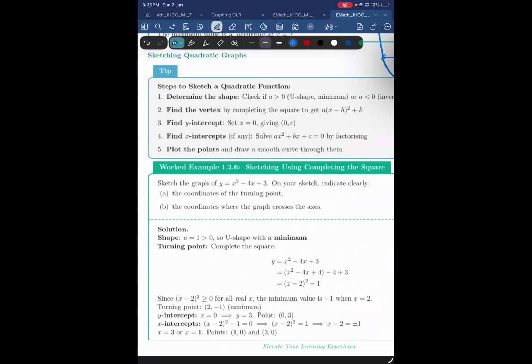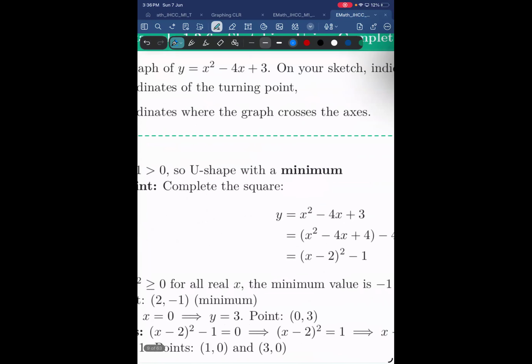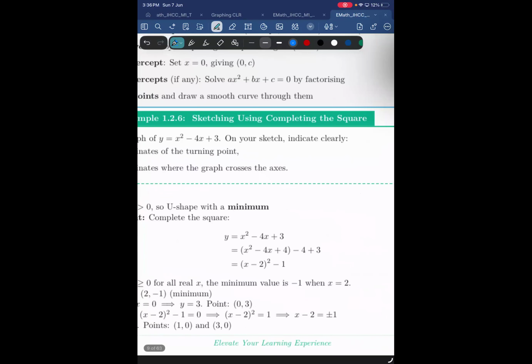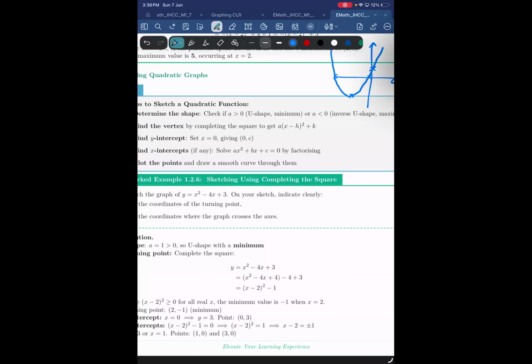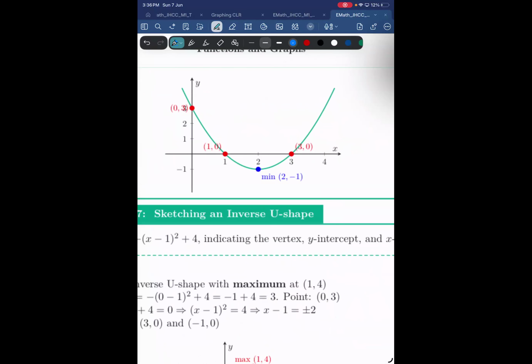So here, you're asked to find the turning point of this function. You complete the square, then you compare with the form, you see the vertex is 2 comma minus 1. Then you're asked to find the coordinates where the graph crosses the axis, so we need to find the x-intercept and the y-intercept. The x-intercept is when y is 0 and the y-intercept is when x equals 0. So the y-intercept will be y equals 3, and the x-intercepts will be 1 and 3. So we found the three important details already: the x-intercept, y-intercept, and the turning point. Then you can draw that.